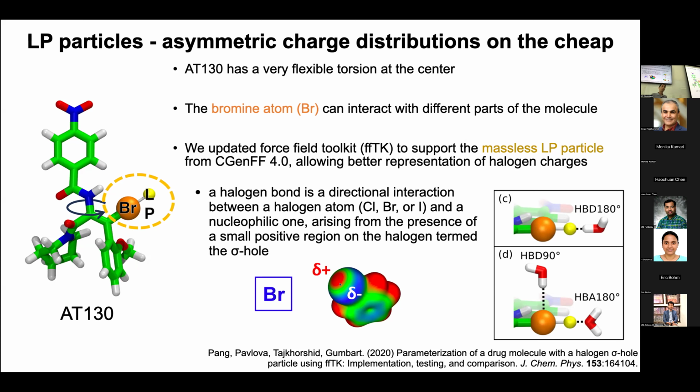Fluorine actually does not have a sigma hole because it's so electronegative, but at least bromine or iodine or chlorine will have this. And so we now support in ffTK the parameterization of these LP particles as well.